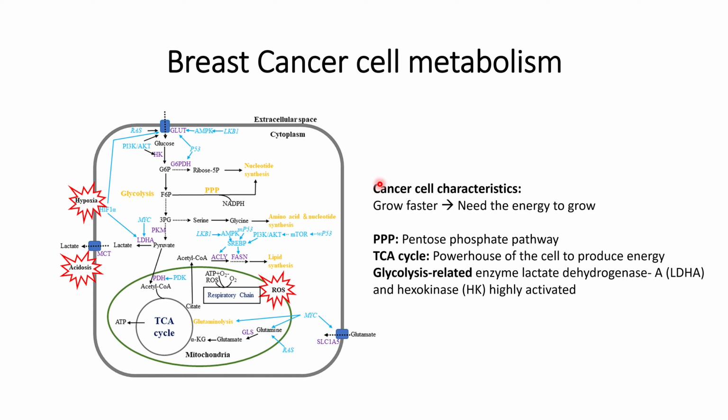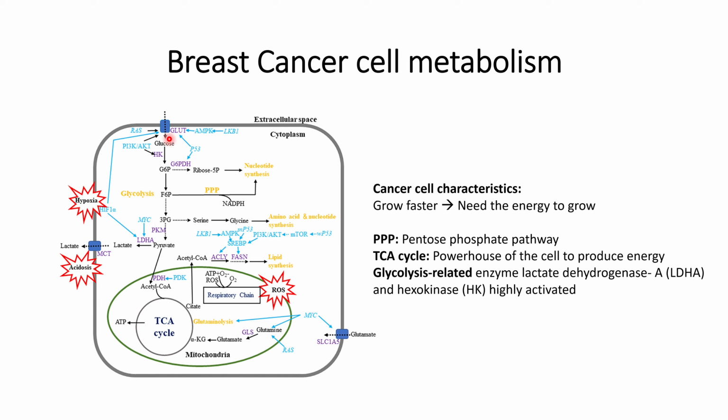Most of this metabolism is related to triple negative breast cancer. One of the important characteristics of cancer cells is that they grow faster. In order to grow faster, they need energy so that they can continue to grow. So we will understand in this metabolism what pathways are modified to maintain the needs of the cells that are converted to cancerous cells.